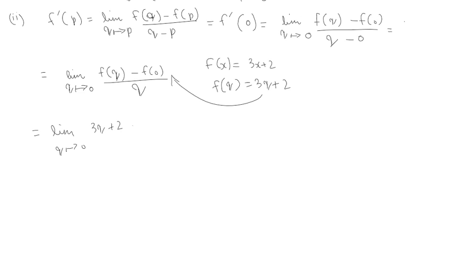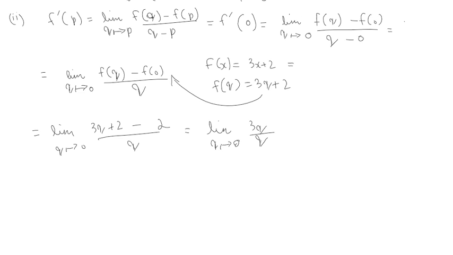Once we do that, let's see what happens. 3q plus 2 minus f of 0. What's f of 0? Well, we calculated it above. If we have this function and we plug in a 0, we get a 2. So we get a q over here, and as we can observe, 3q plus 2 minus 2 is going to give us 3q divided by q. So what's happening over here?